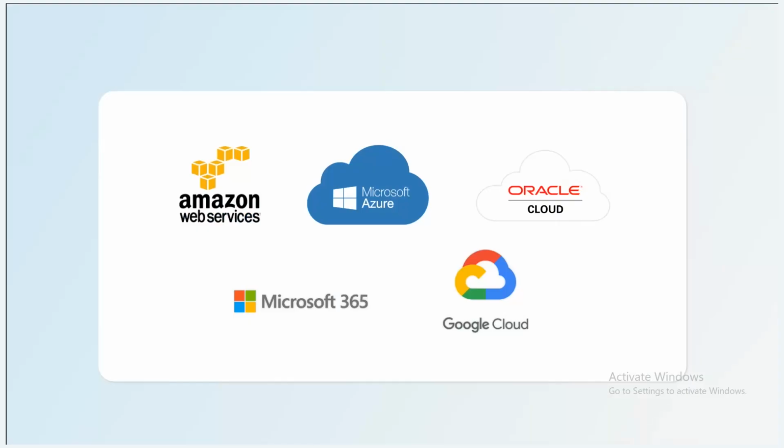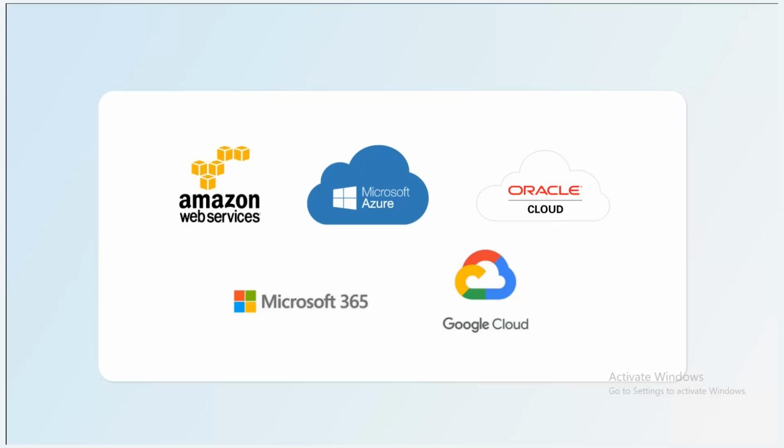Now let's talk about the cloud platforms we support. Enterprises today rely on a variety of cloud platforms to drive digital transformation and scale faster. Applications Manager supports monitoring for Amazon Web Services, Microsoft Azure, Oracle Cloud, Office 365, and Google Cloud Platform. These are all a part of our comprehensive monitoring bundles, giving you full visibility right out of the box.